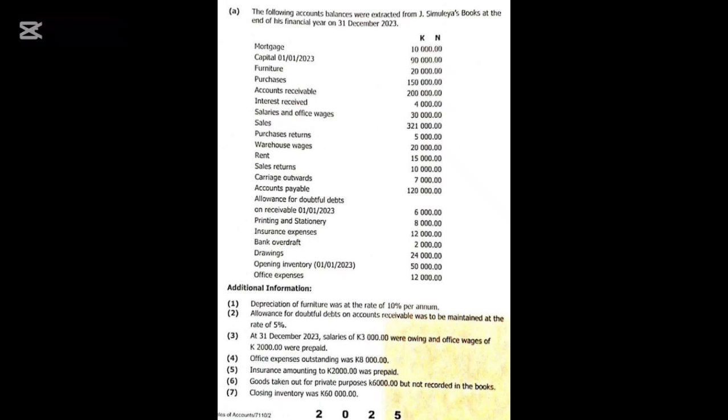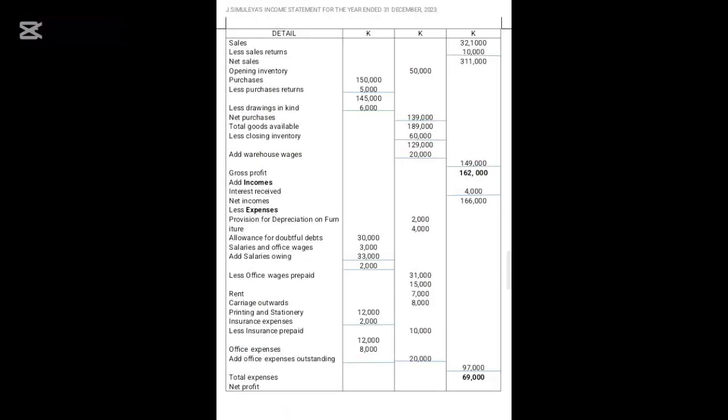So the first thing that you must understand is that when you take out the goods, you reduce the goods which you have, you reduce the purchases which you have. So this transaction will increase the drawings account, which will be debited with 6,000 to increase it, and the same transaction will also reduce the purchases from the business.